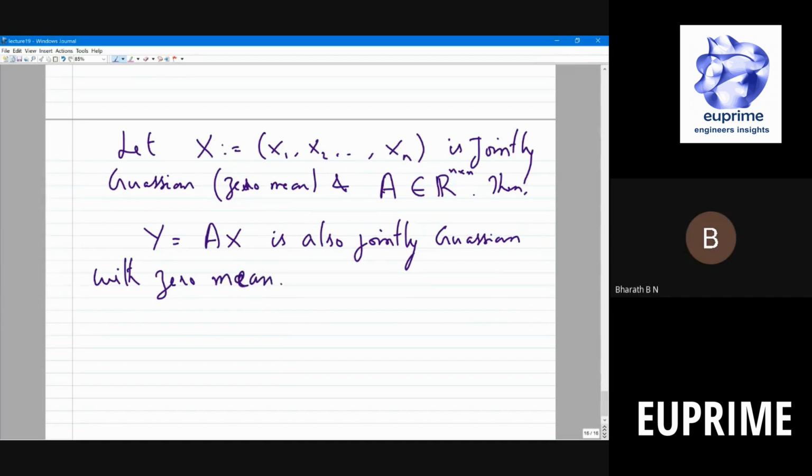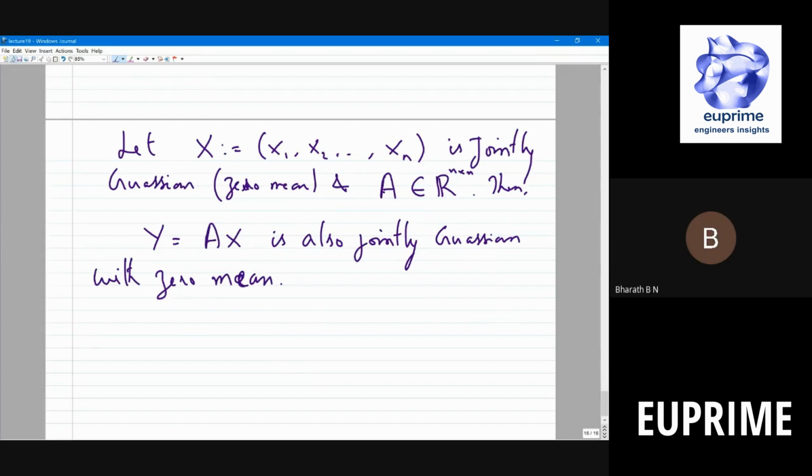Okay? I want you to prove this. Can you prove this? So what do you do, using the definition given above? How do you use that definition? This is the more general case. You have to use the definition on y. Y is nothing but y1 through yn. You should take any linear combination of that and show that it is Gaussian.